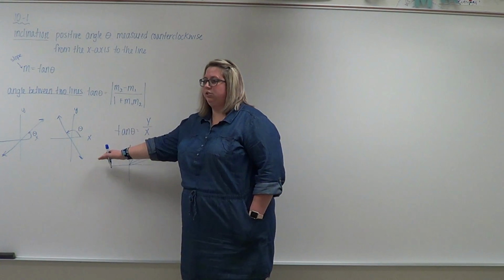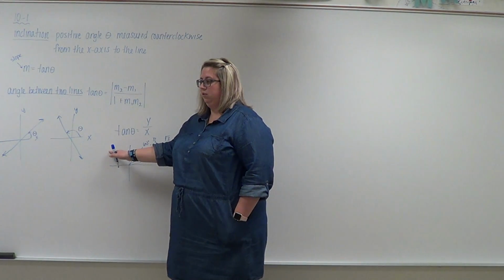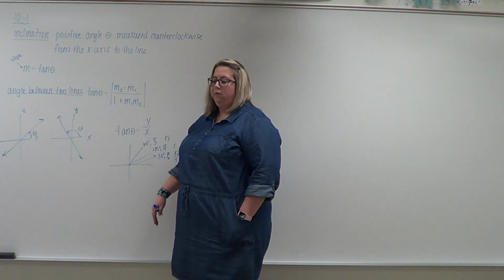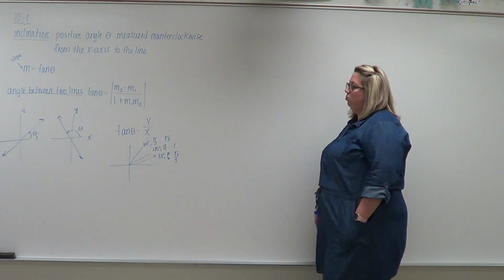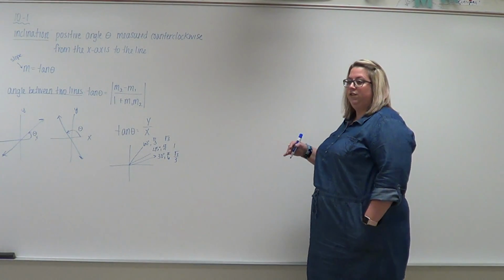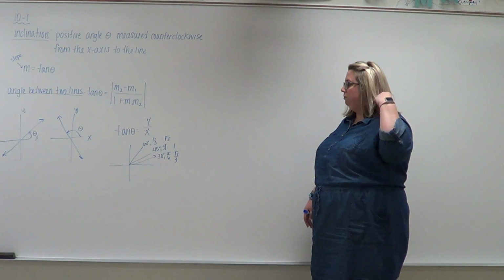That works for every quadrant. It just changes, like in quadrant 2, the tangent is negative. Quadrant 3, it's positive. Quadrant 4, it's negative. Not all of these angles and all the slopes are going to be perfectly on your unit circle. So if it's not, we're going to use our calculators and we're going to round.